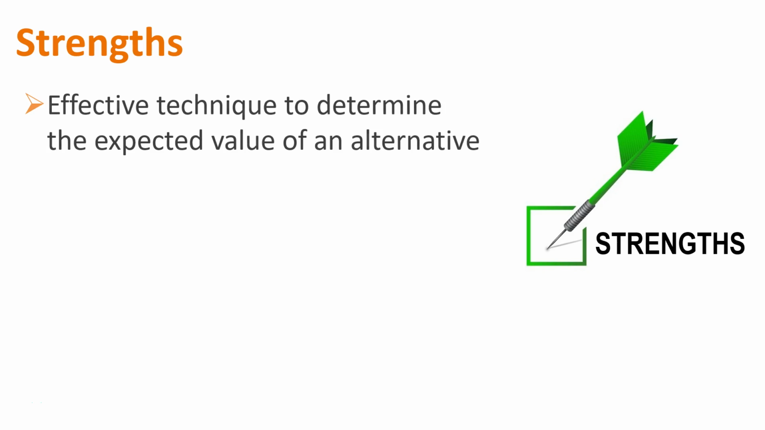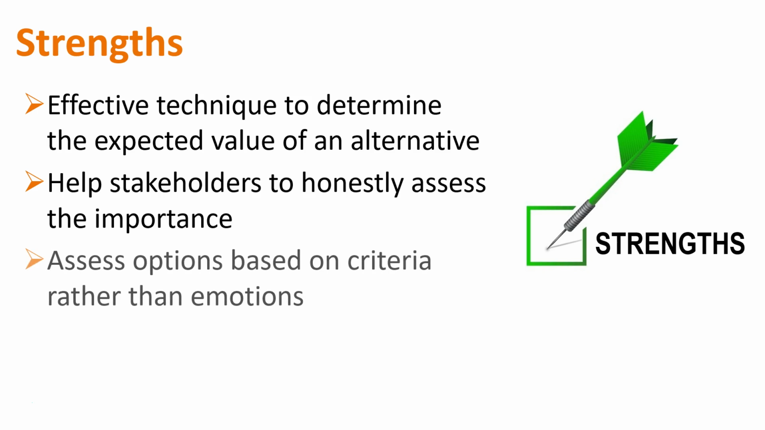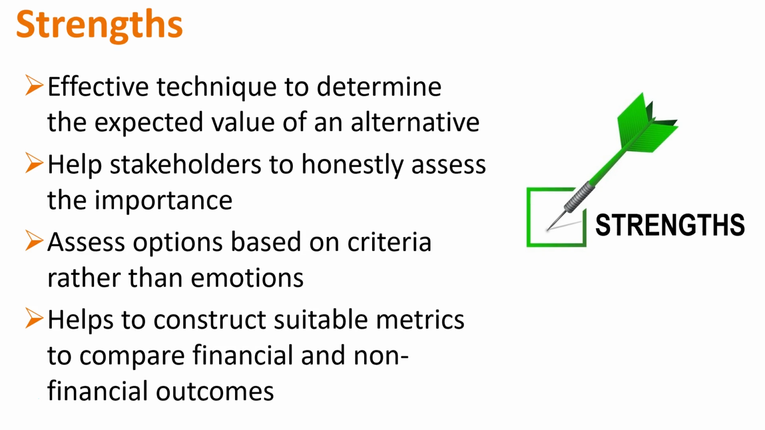The strengths: it helps us evaluate values of each alternative. It keeps people honest. And in my recent experience, it resulted in someone having to admit they were emotionally attached to a solution and they took themselves out of the decision process, which was huge, and it helped the team make a better decision much more quickly. And it makes us make decisions based on fact, not feelings. When we go through this process, it forces us to construct suitable metrics so that we can compare not just financial but non-financial outcomes.